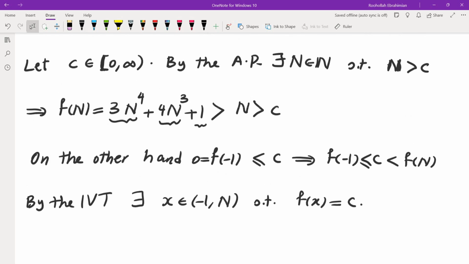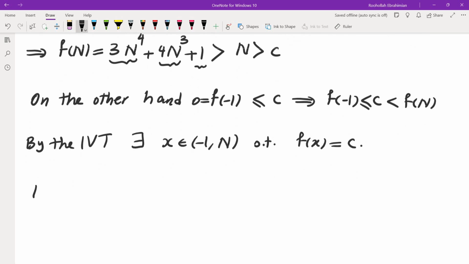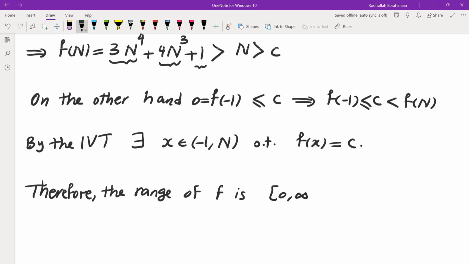So everything in the range must be greater than or equal to 0, and everything greater than or equal to 0 is a functional value. Therefore, the range is in fact all the non-negative real numbers. The range of f is the interval from 0 to infinity.